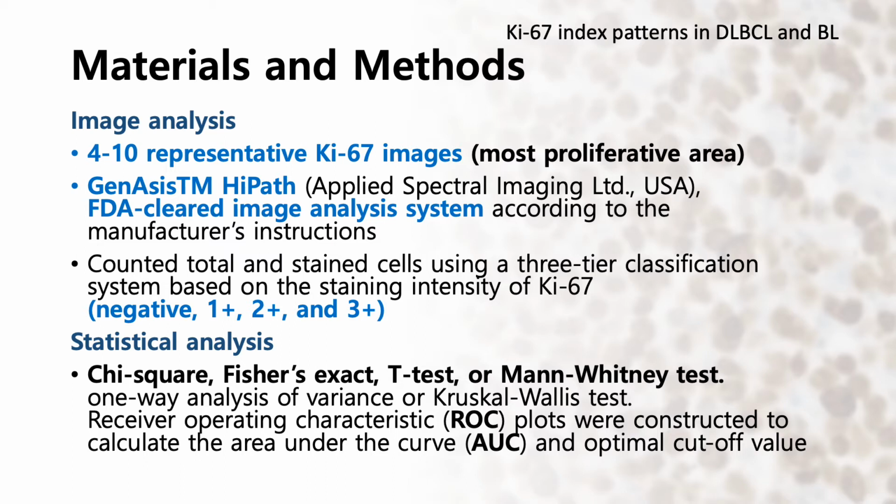We acquired 4 to 10 representative Ki-67 images from the most proliferative areas of each case and analyzed using the FDA-cleared image analysis system, GENASIS, HiPath of Applied Spectral Imaging according to the manufacturer's instructions. Auto-white balancing was performed before capturing the image. Total and stained cells were counted using a 3-tier classification system based on the staining intensity, which is negative, 1 positive, 2 positive, and 3 positive.